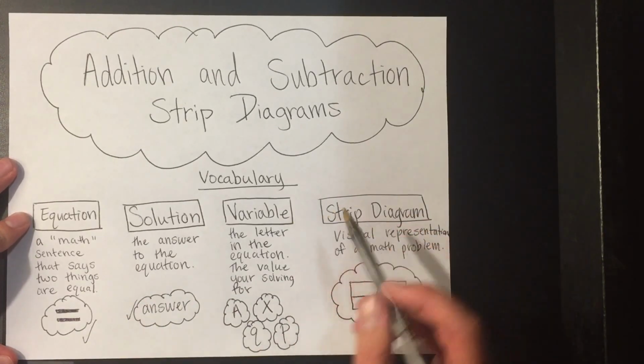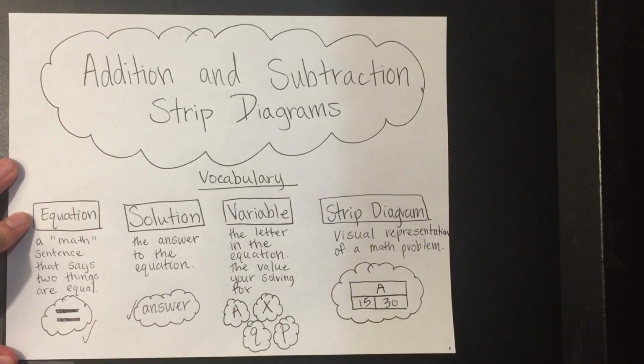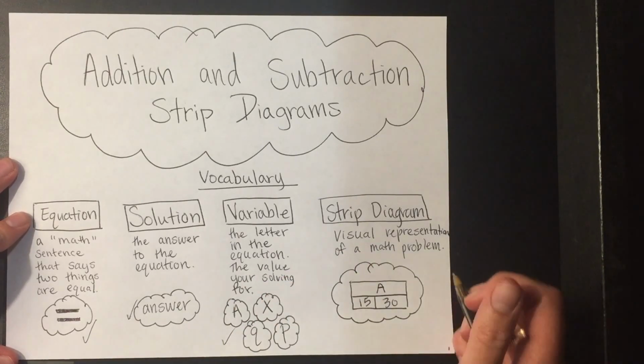Variable. This is new to fourth grade. It is the letter in the equation, the value that you're solving for. It can literally be any letter from the alphabet, capitalized or lowercase. So your variable is simply the letter in your equation.